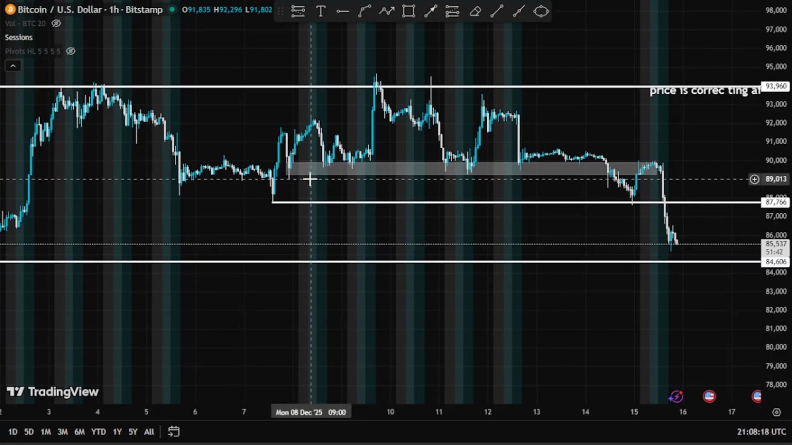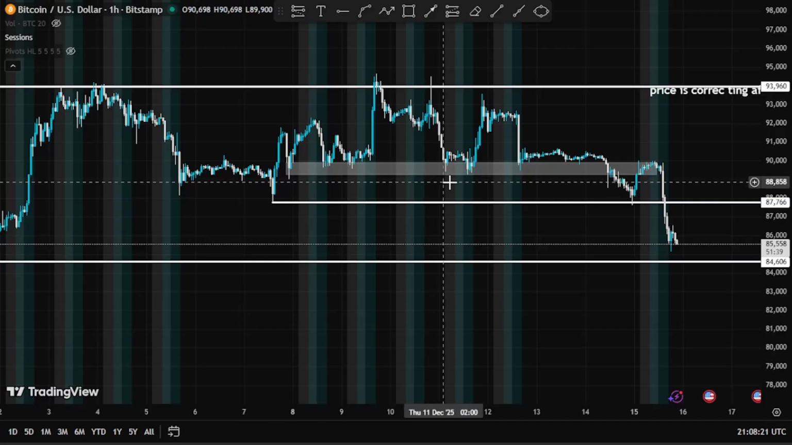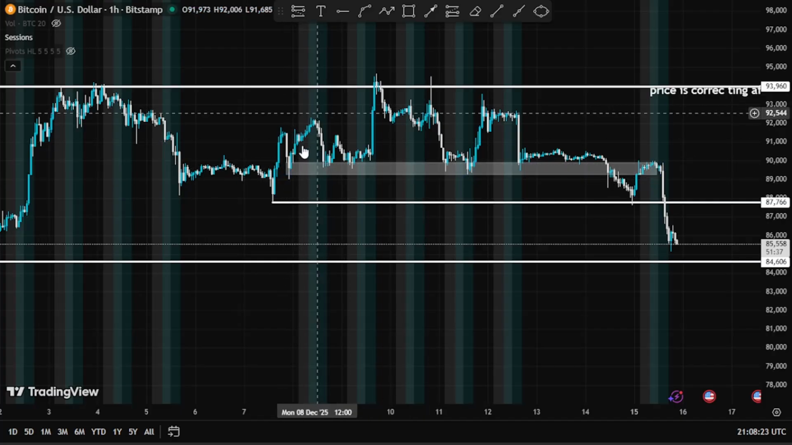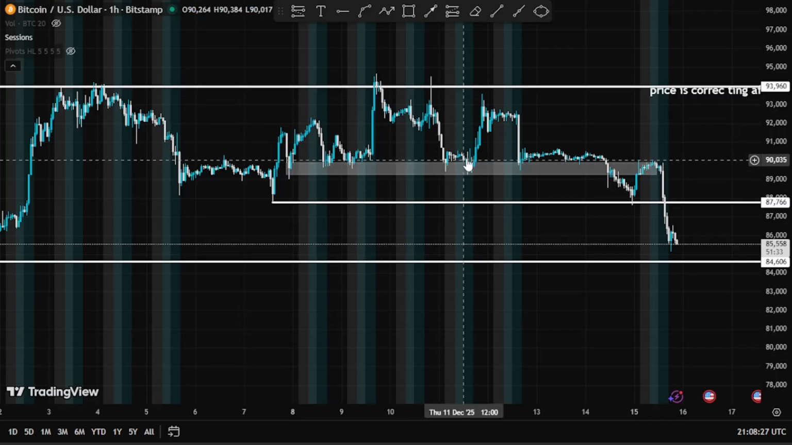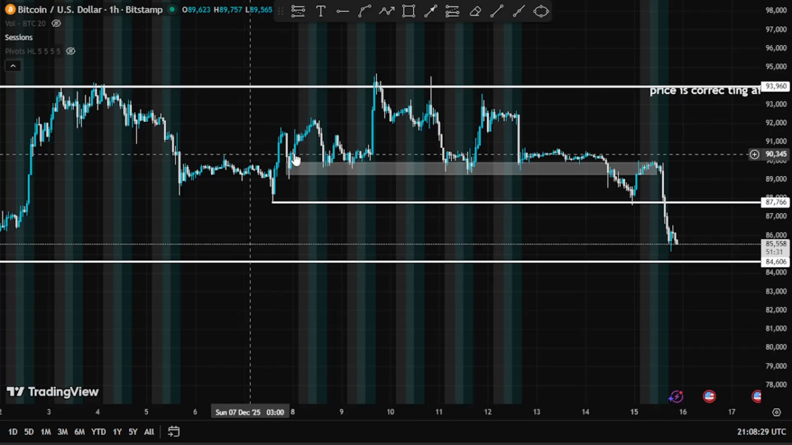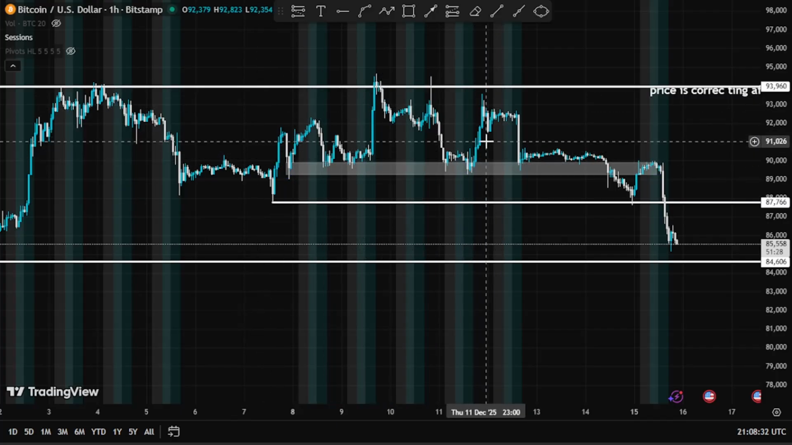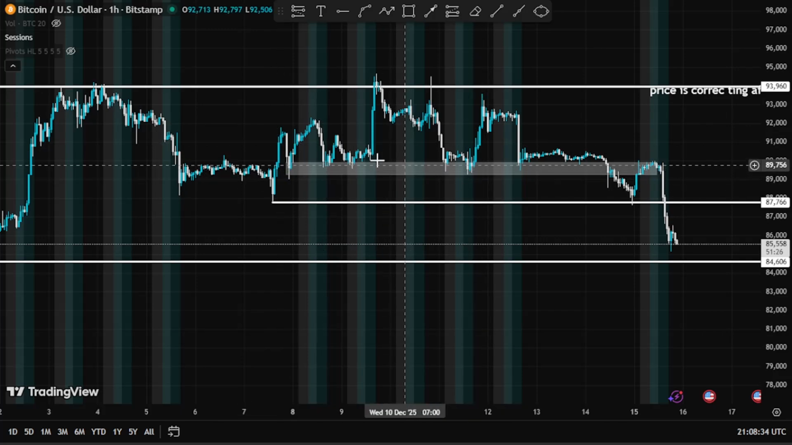Okay, so you can see that at this support level there were a lot of buyers sitting here, because whenever price got here, it reversed sharply. When it got here, it reversed; it got here, it reversed. You can see that multiple times price reversed from here, which shows us that there are a lot of buyers sitting at this gray zone here.